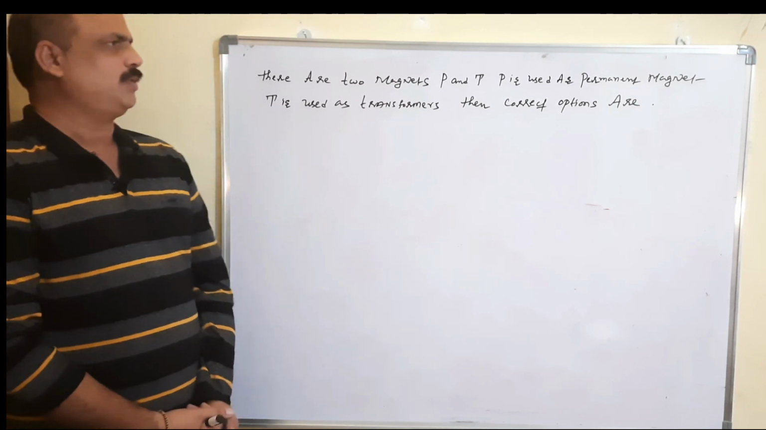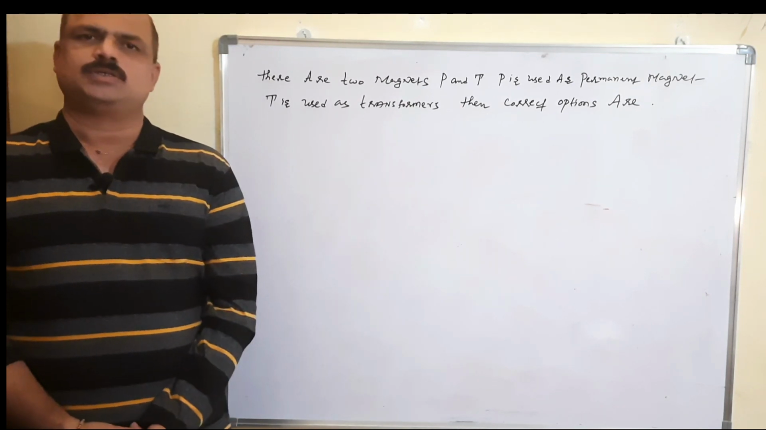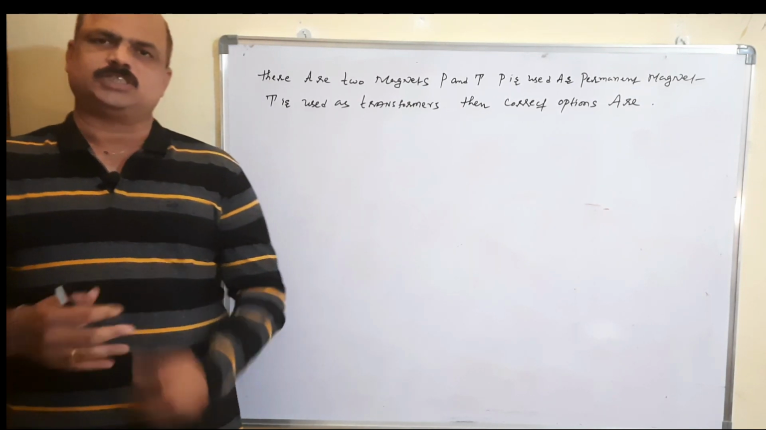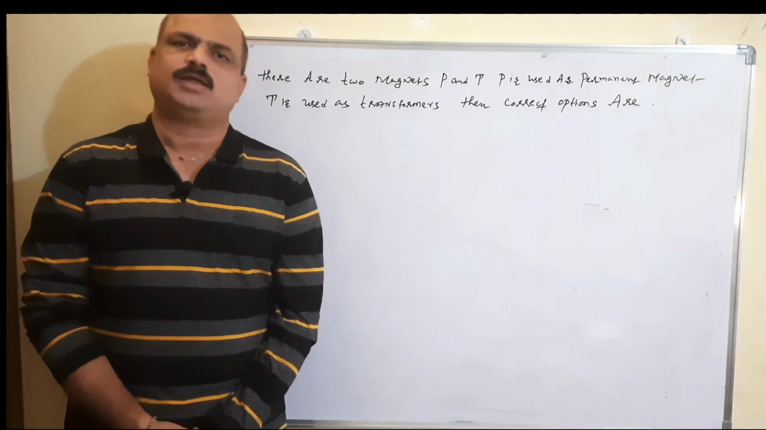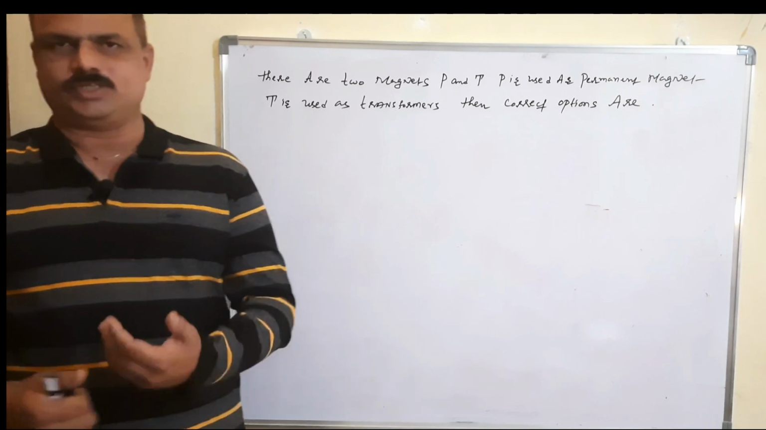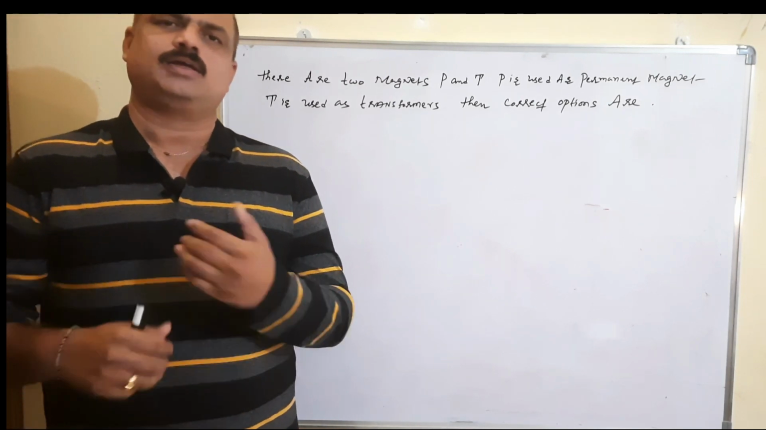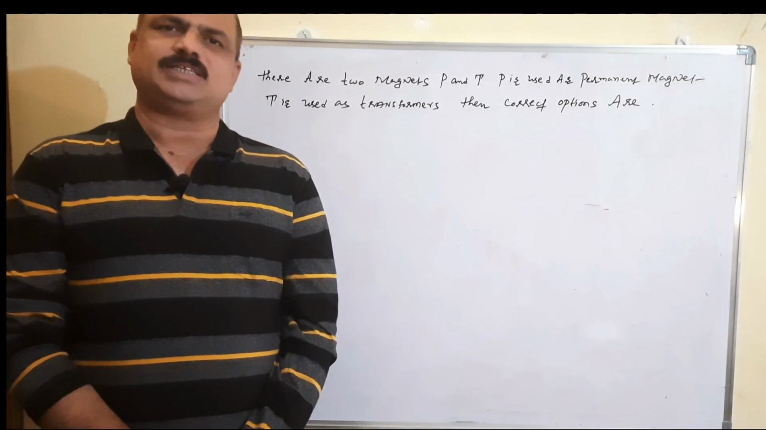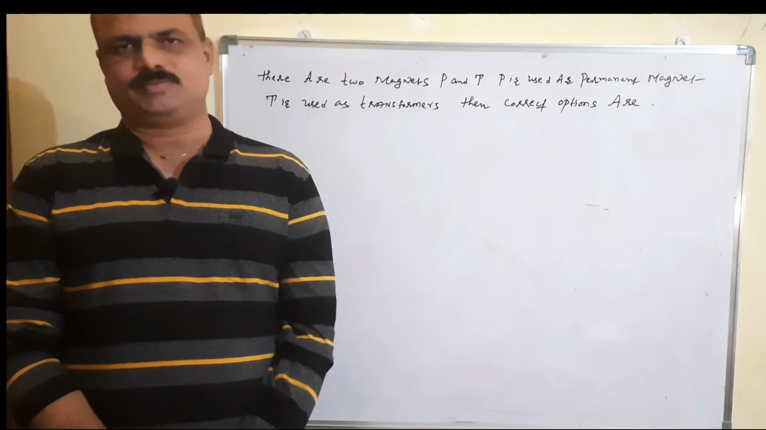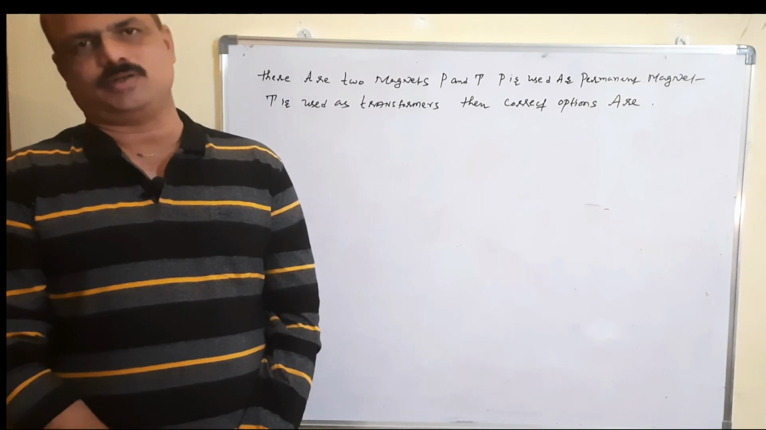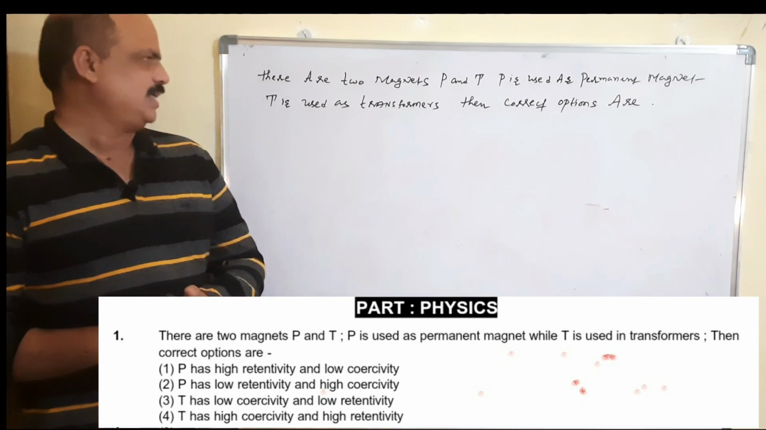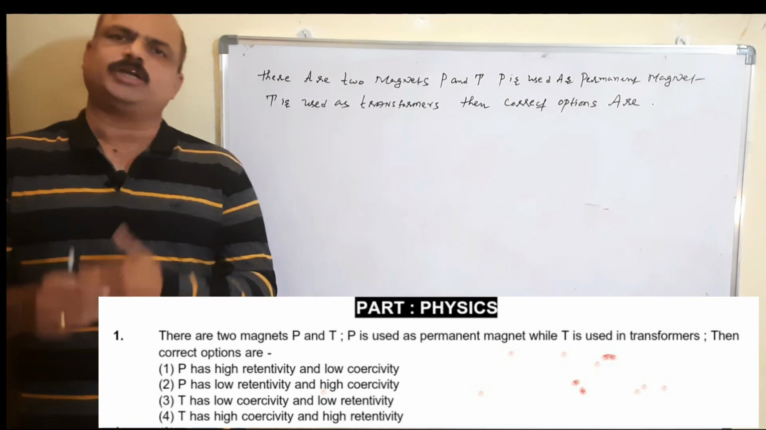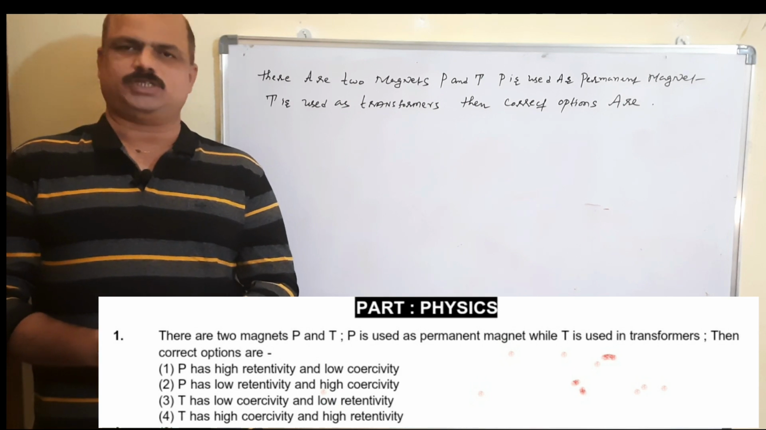In a transformer, we use such types of magnets which have low retentivity and low coercivity. That means they are quickly demagnetized and quickly magnetized. So the correct option is: the transformer T has low retentivity and low coercivity.